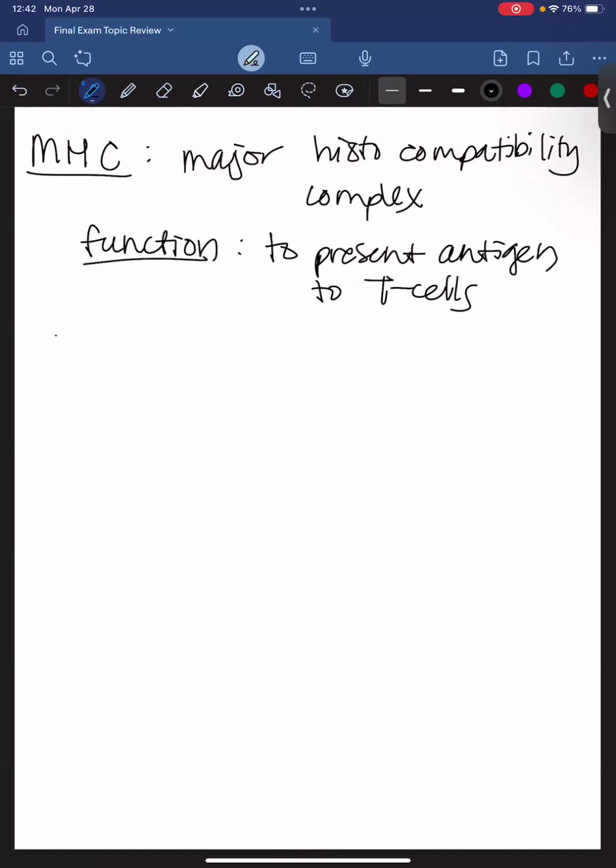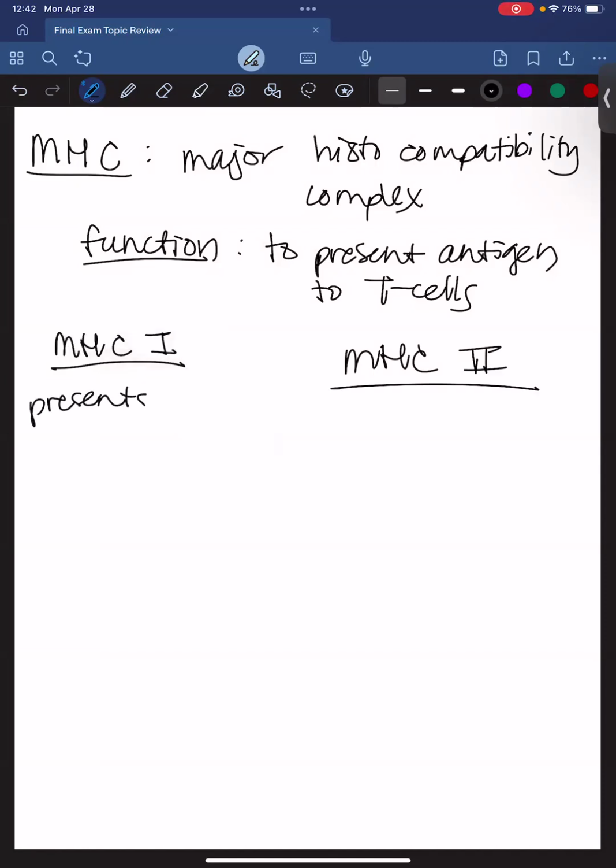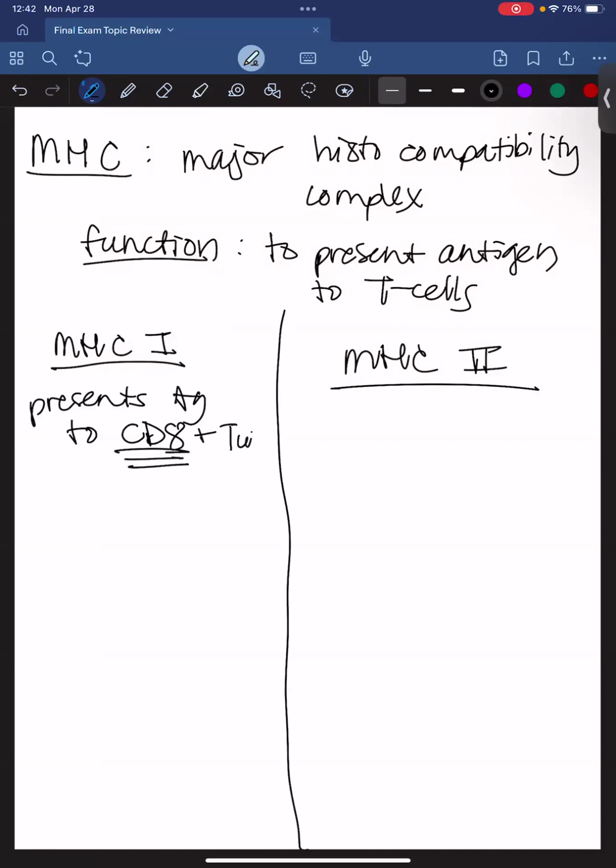There are two types of MHC, MHC1 and MHC2. MHC1 is a marker that presents antigen to T cells, but more specifically, it presents antigen to CD8 T cells. Whereas MHC2 is a marker that presents antigen to CD4 positive T cells.